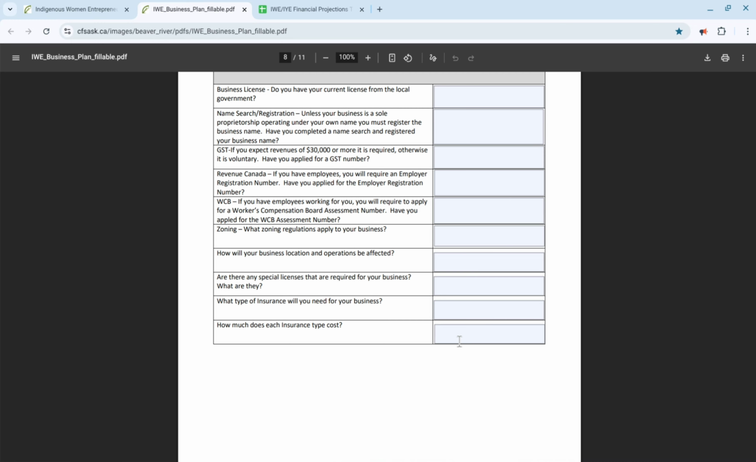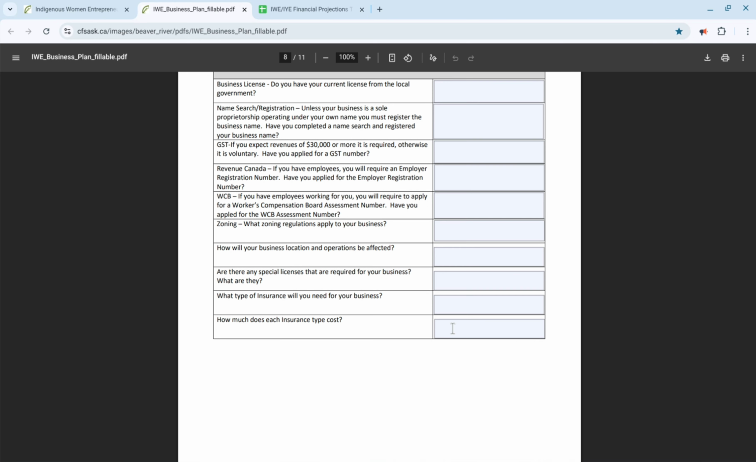And then lastly on this page is how much each insurance type costs. If you're not sure of the breakdown of the total policy of the different types in the policy, you can just put the total amount. But if you know what it's going to cost for your CGL plus your E&O insurance, you can just break those down individually in this section here.